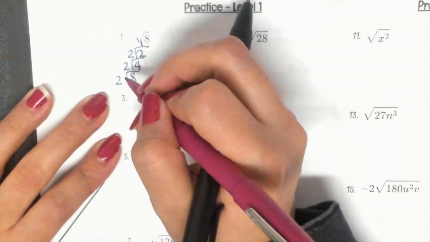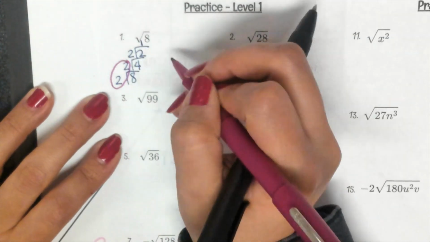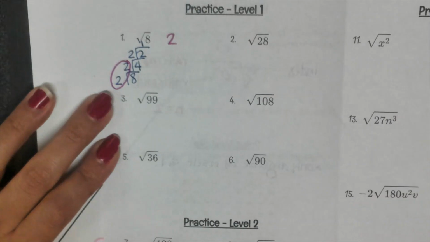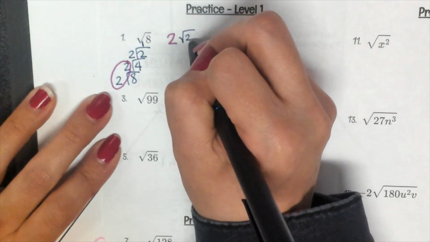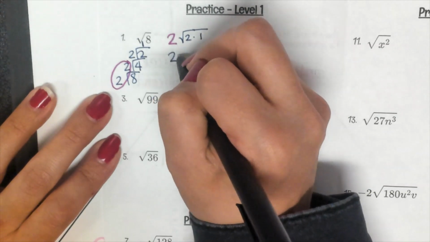Buddies. Buddy comes out. There's no other buddies. Other ones stay in. 2 times 1, which is 2 square roots of 2.